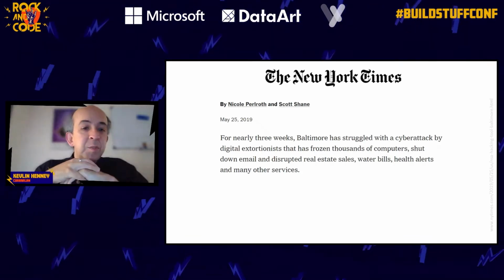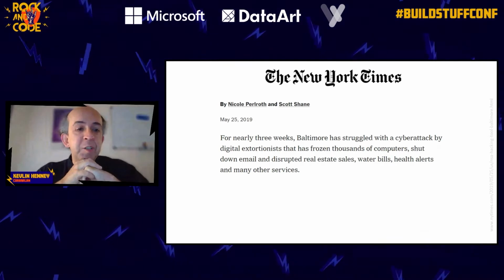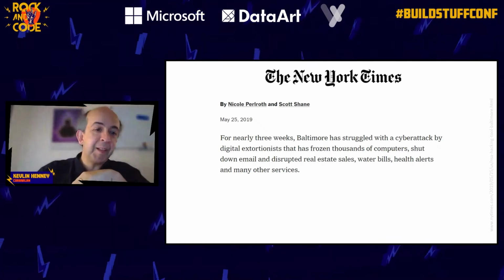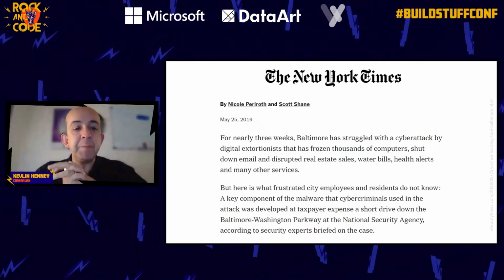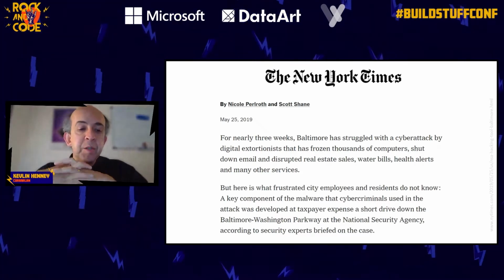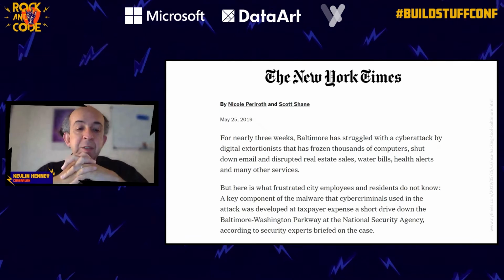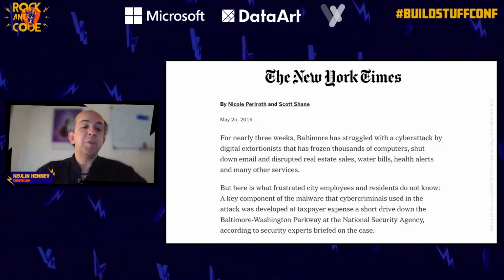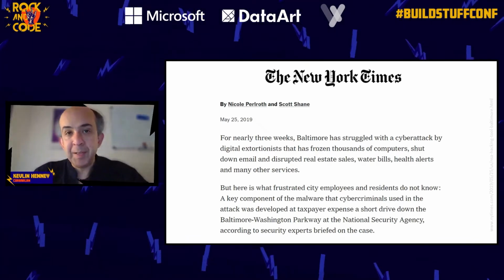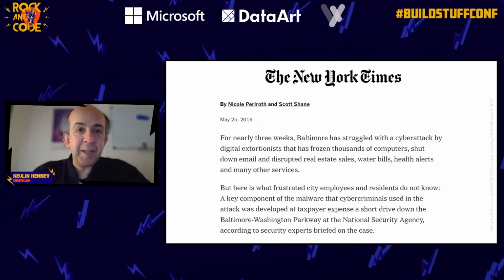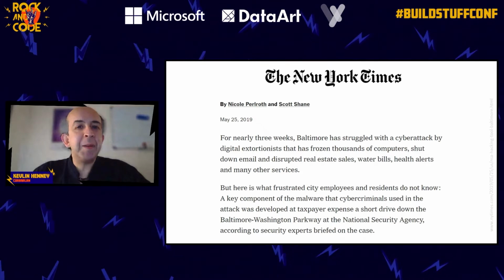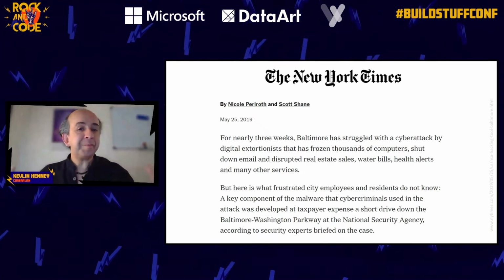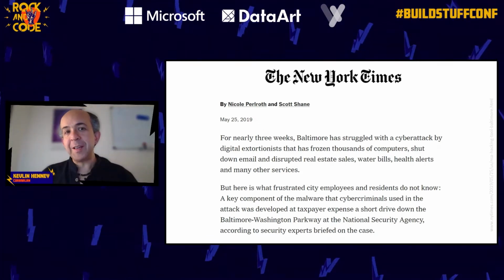Nearly 3 weeks, Baltimore has struggled with a cyber attack by digital extortionists. What frustrated city employees and residents do not know, a key component of the malware that the cyber criminals were using was developed at taxpayer expense, a short drive down the Baltimore-Washington Parkway at the NSA. It turns out that the software that the NSA used to hack other countries is out in the wild and is being used.